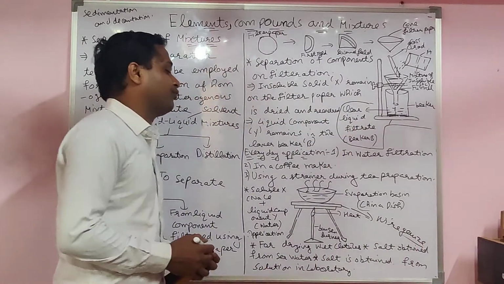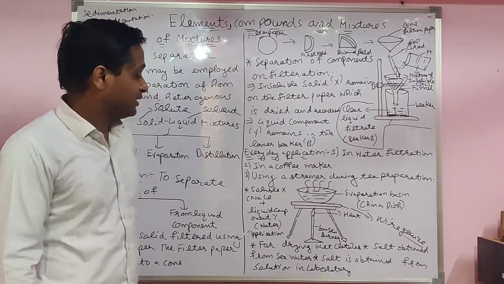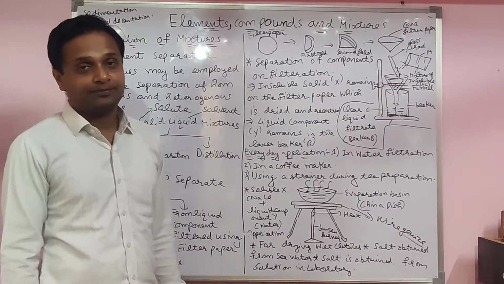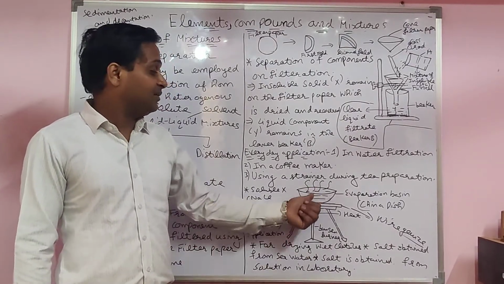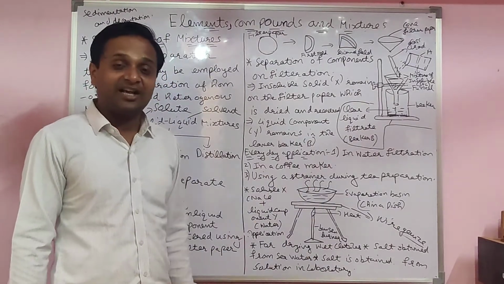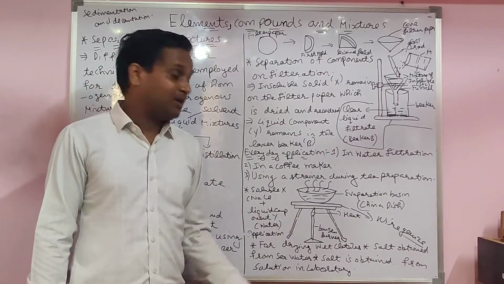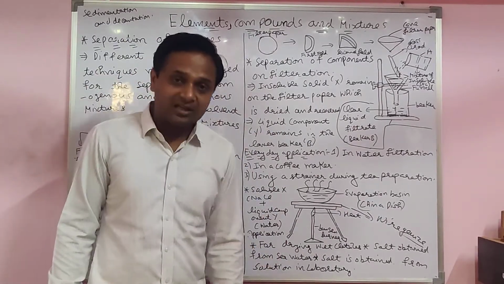You are unable to heat the dish directly, so you place it on the wire gauze. Take a soluble substance, for example sodium chloride in water. When you heat it with the Bunsen burner of LPG, the water starts evaporating at 100 degrees, but the salt is left behind, so you are able to separate it very easily. But the main drawback of this method is that you are unable to collect the water.